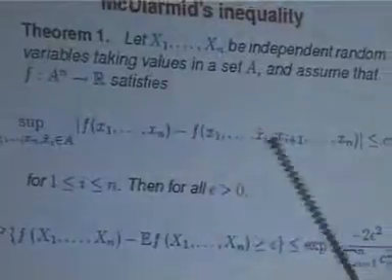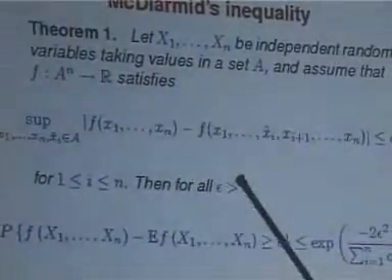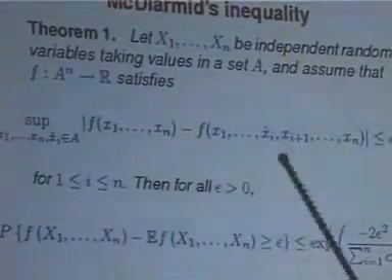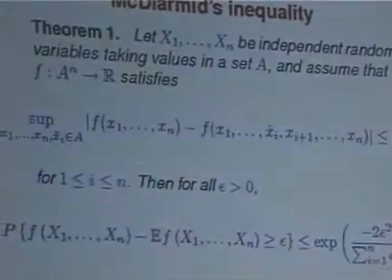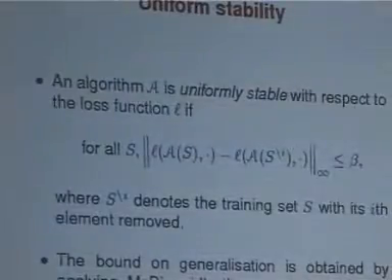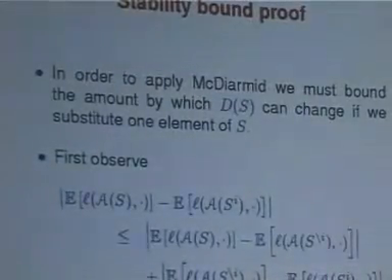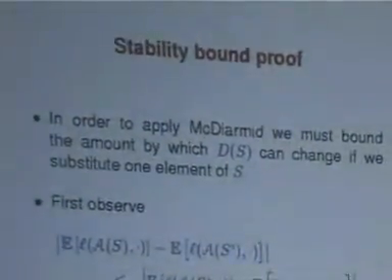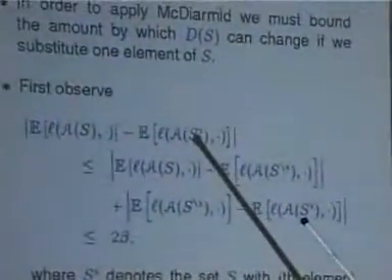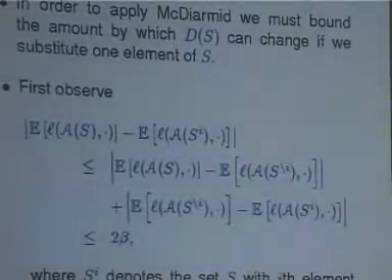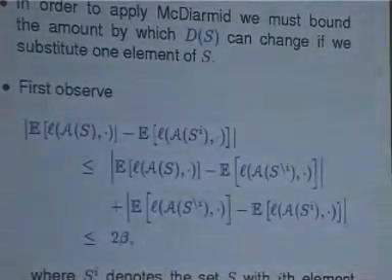So this is D of S, and this is D of S with one of the examples replaced by some other example. What we want to find out is how much it could change as a result of making that substitution. We're going to bound that in two stages, one for the first part of D of S and the other for the second part. So let's look at the first part. Here's the expected value minus the expected value with the ith example replaced by a new example, which I'm denoting again by superscript i.